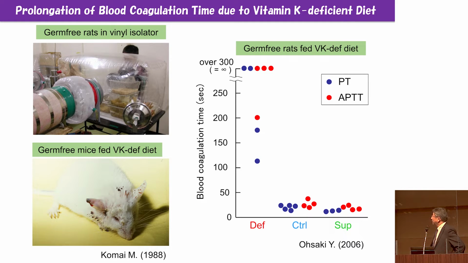Here, research of ours is shown where mice fed a vitamin K deficient diet for 1 week develop bleeding symptoms. In this experiment, this symptom is seen in germ-free mice that lack intestinal microorganisms, but not in normal mice.